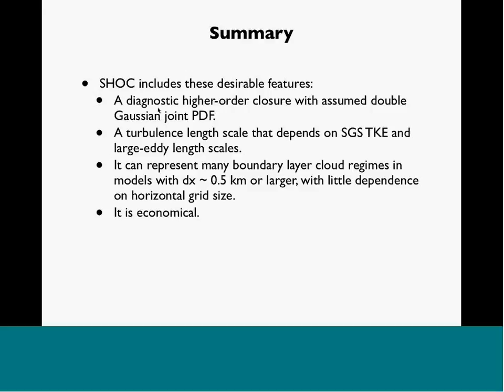So in summary, we've got a diagnostic higher order closure with an assumed double Gaussian joint PDF, and a turbulence length scale that depends upon the subgrid-scale TKE and large-eddy length scales. This is new. The diagnostic approach is new. We can represent many boundary layer cloud regimes with little dependence on horizontal grid size, and very importantly, it's economical. And I think that's it.